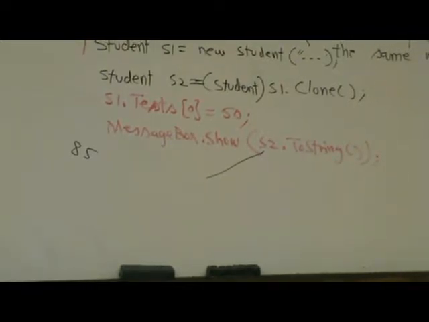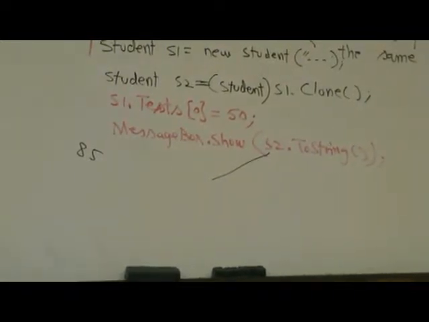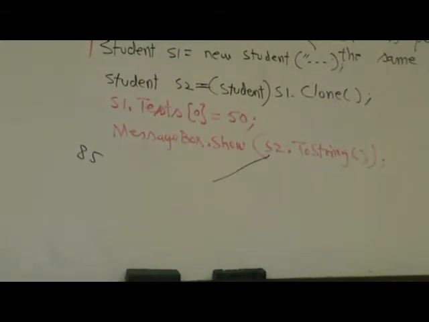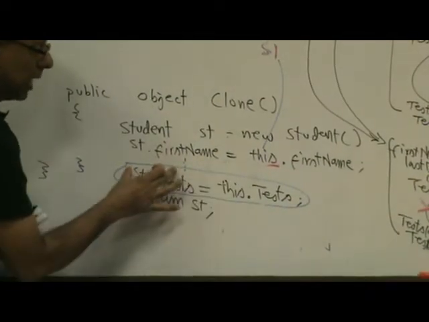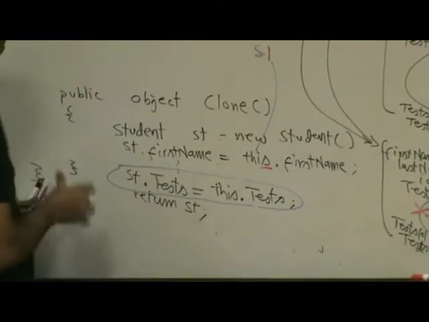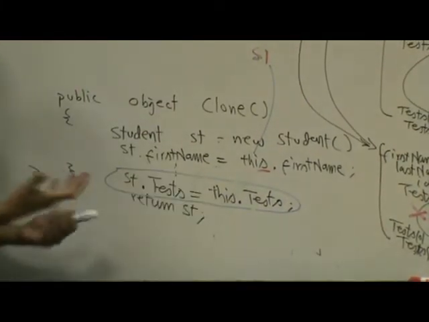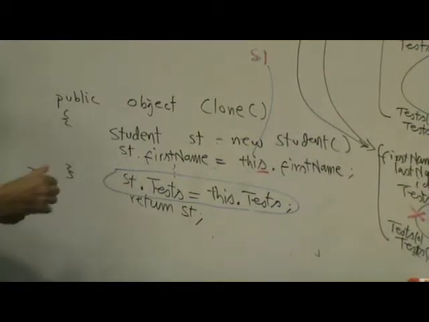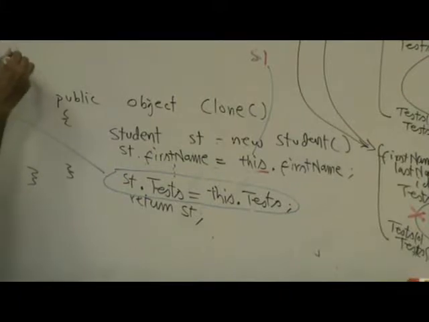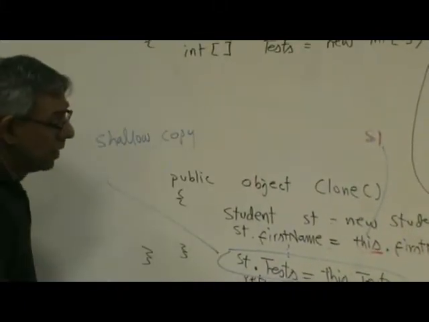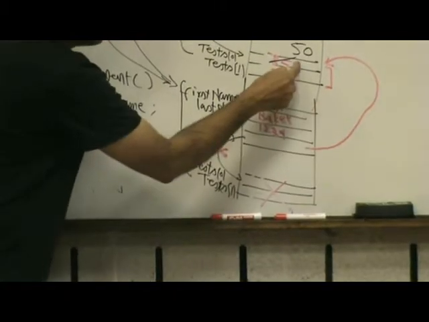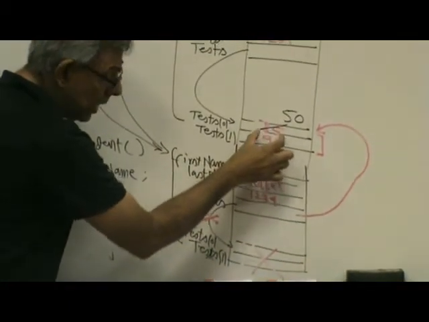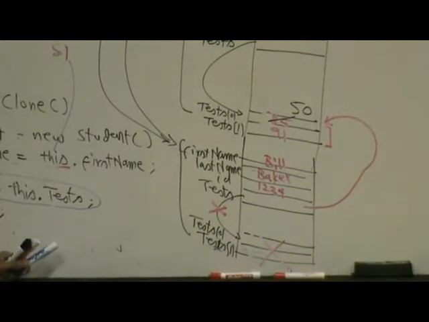Is that what we wanted? No. We wanted that if you change S1, it should not affect S2 or vice versa, right? The problem is because we were trying to assign one reference type to another. So if a class contains reference types, you cannot simply assign them, otherwise it will be what's called shallow copying. So this is what we refer to as a shallow copy. What we wanted is to leave it, and not make it point over here, but copy the data one by one into our own memory, right?